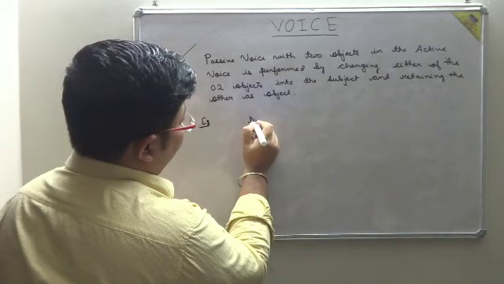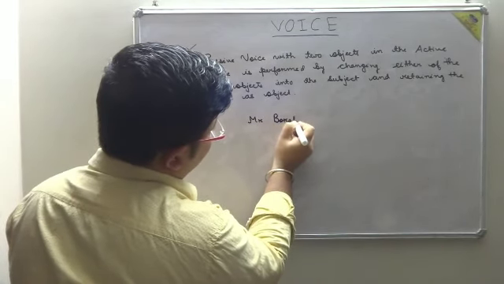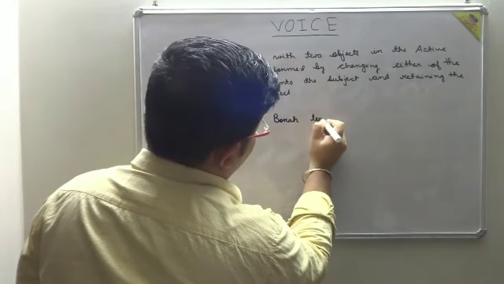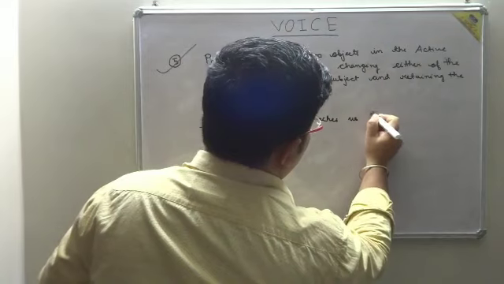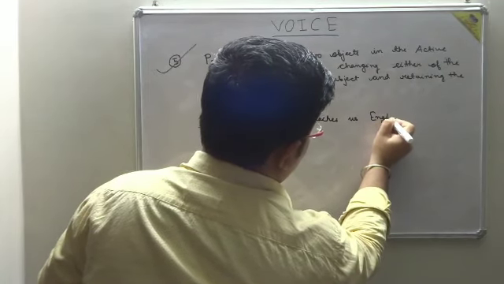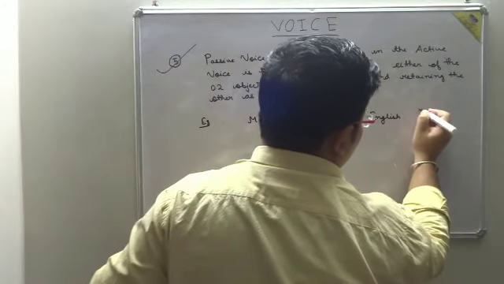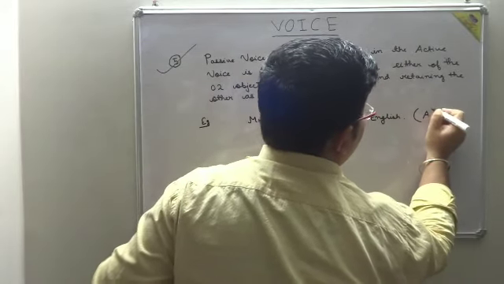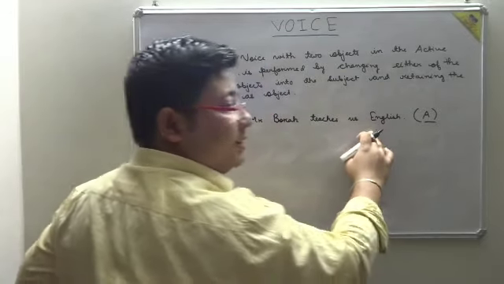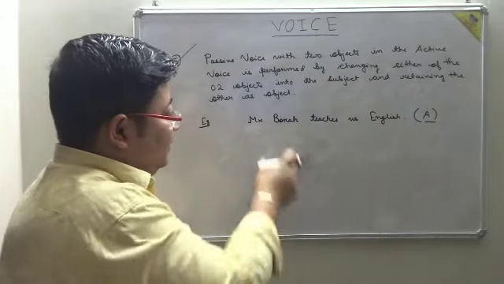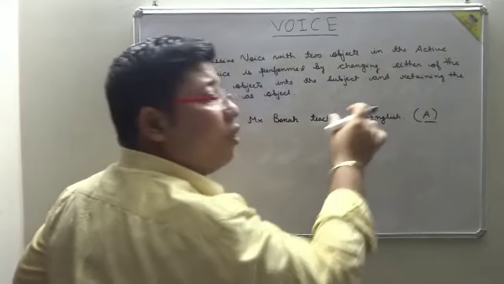Mr. Bora teaches us English. This sentence is in active voice. I am writing here A. Mr. Bora teaches us English. This is the subject. This is the verb. And these two are objects.